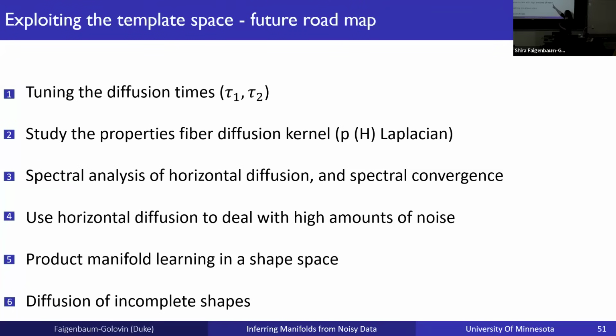We want to play with in control settings with different amounts of noise and have some theoretical understanding of how the noise influences the reconstruction. The other question is, if we have two manifolds, that means that we have a product of manifolds, how do we diffuse on both of them together using this HDM? And how do we perform diffusion with incomplete surfaces?